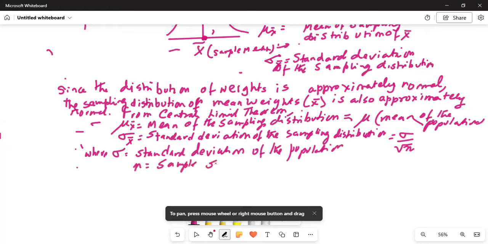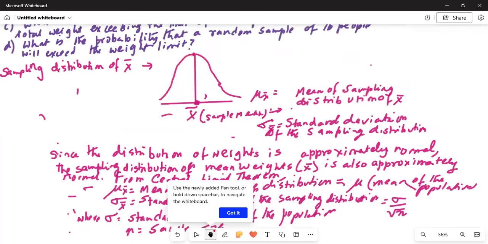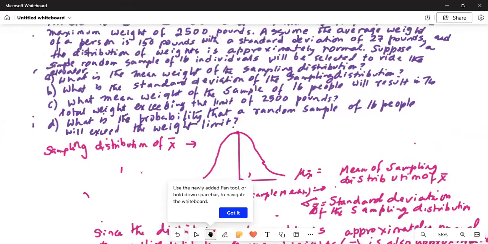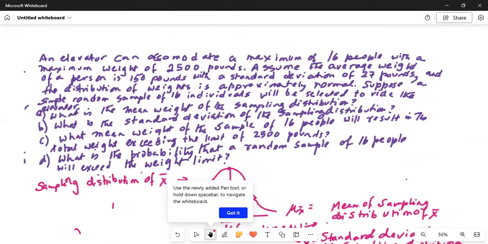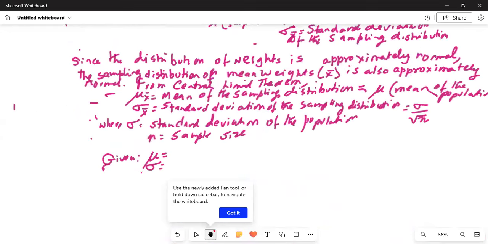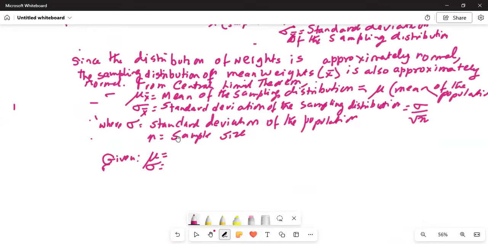Now if we move a little bit up, we're given mu, the mean of the population, and sigma. It says assume the average weight of a person is 150 pounds with a standard deviation of 27 pounds. So mu is given as 150 pounds, and sigma is 27 pounds.